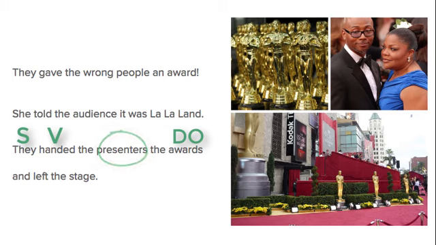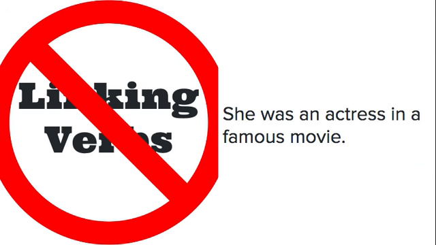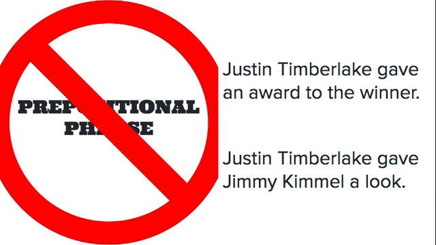Let's take a look at some nevers before we wrap this up. Indirect objects are never going to follow a linking verb. The indirect object will also never be part of a prepositional phrase. Justin Timberlake gave an award to the winner. Okay, Justin Timberlake is the subject. Gave is the action. What did he give? An award. Who did he give it to? Winner. But that does not create an indirect object because winner is a part of a prepositional phrase.